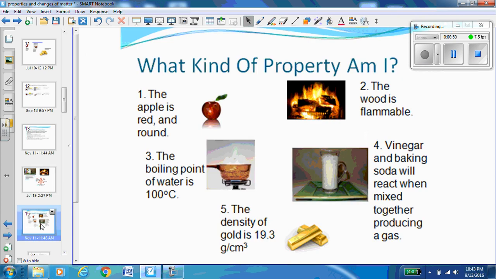Take a look at these 5 examples on just a scratch sheet of paper. Take a few seconds and write down what type of property is being shown in the picture.